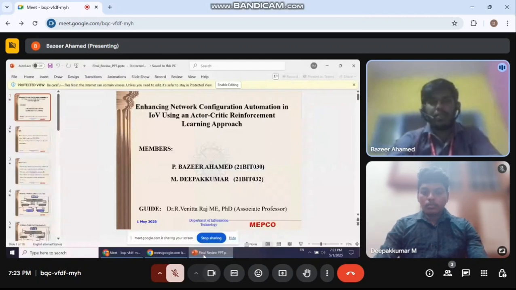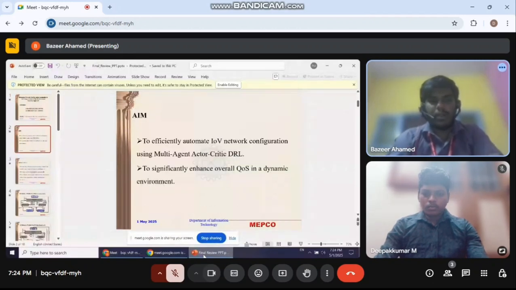Here we use two neural networks, one is the actor and the other is the critic. The actor is used to select which action is to be taken, and the critic evaluates the action, whether it's right or wrong. So this is the project definition for the title, and we'll go for the aim.